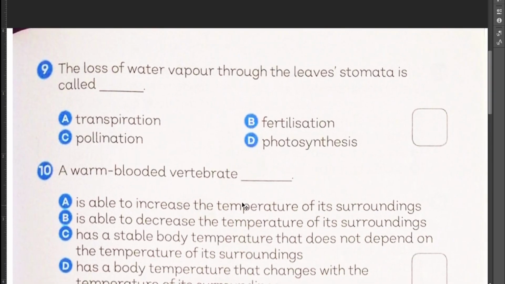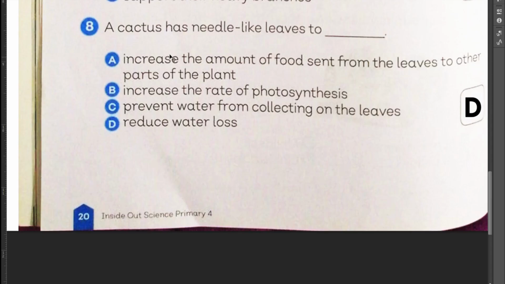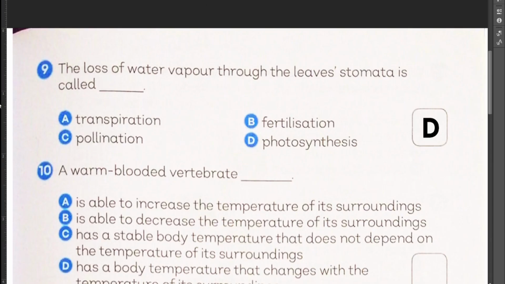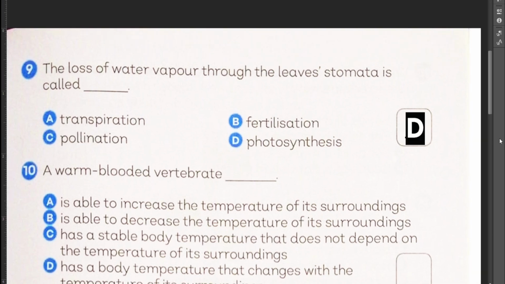Page 21, let's go to number 9. The loss of water vapor through the leaves, the stomata, is called, when the stomata releases water vapor, what is that called? A, transpiration. B, fertilization. C, pollination. Or D, photosynthesis. The correct answer would be letter A, transpiration. It also happens to animals, when animals release carbon dioxide, it is also called transpiration.